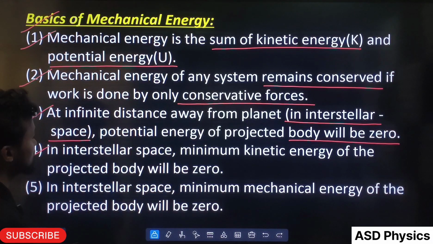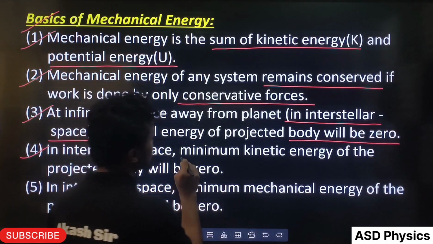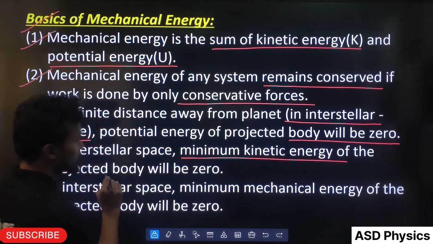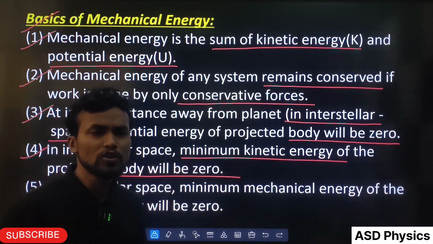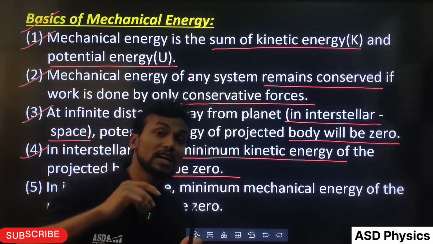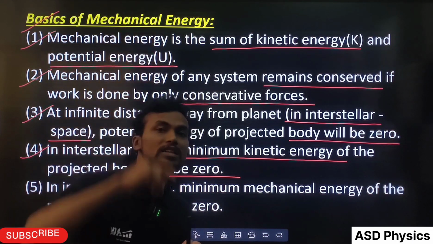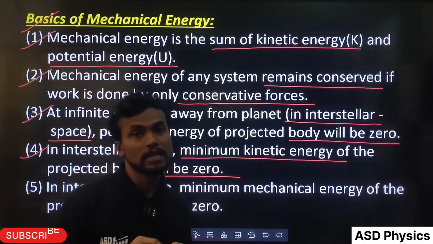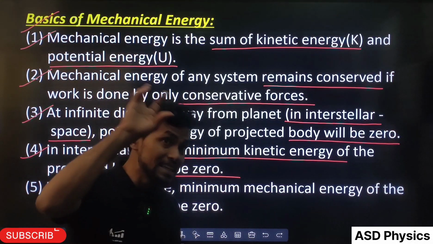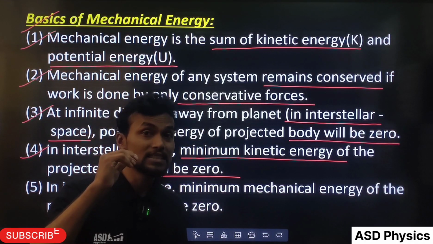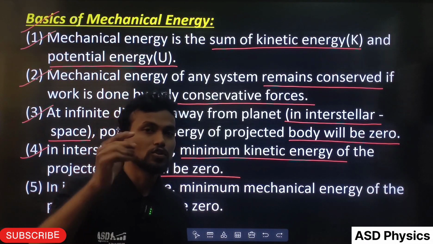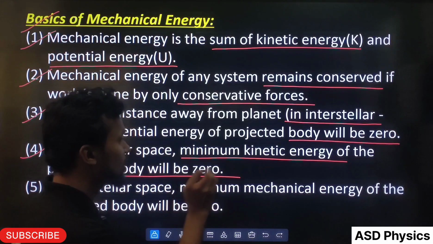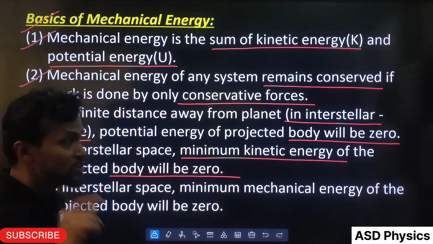Next one, students, see please, in interstellar space, minimum kinetic energy of the projected body will be how much? Zero, minimum, because when we are projecting the body with the escape speed, only then the energy will be zero. But if you are projecting the body with more than the escape speed, then in interstellar space the energy will not be zero, it will be more than zero. That we are going to learn, but as of now we have to remember that minimum kinetic energy in interstellar space is zero.